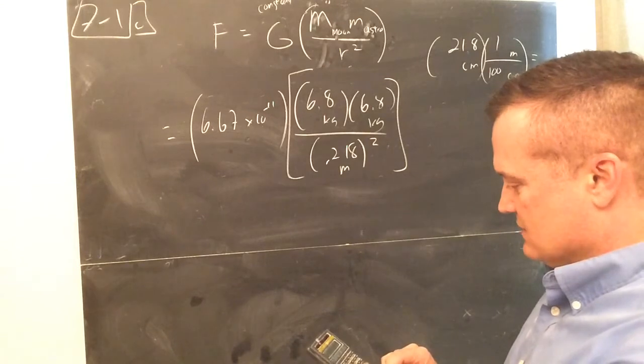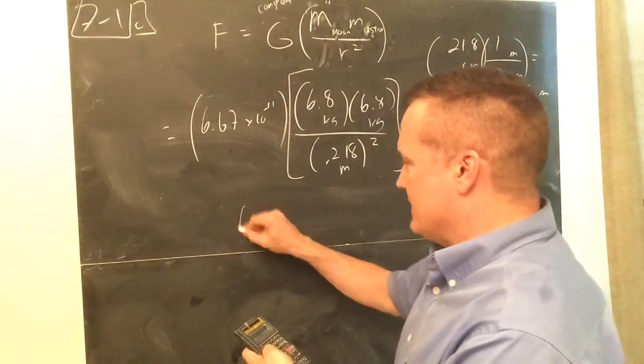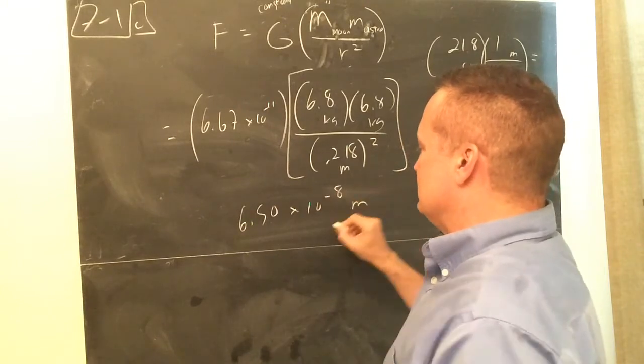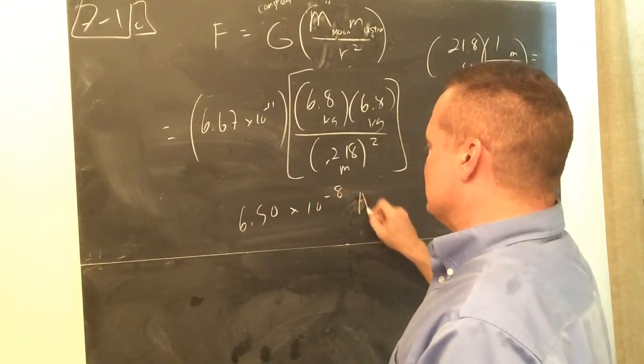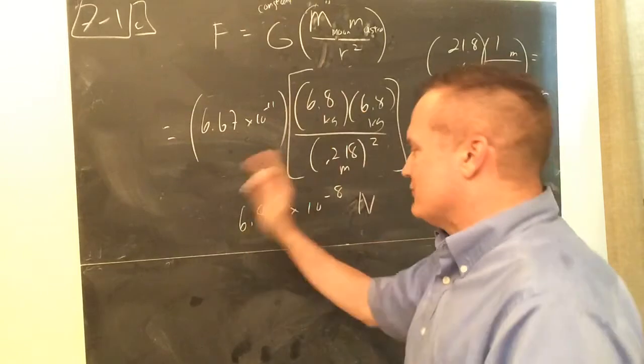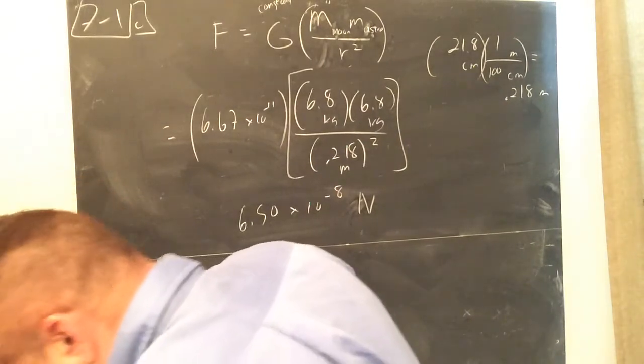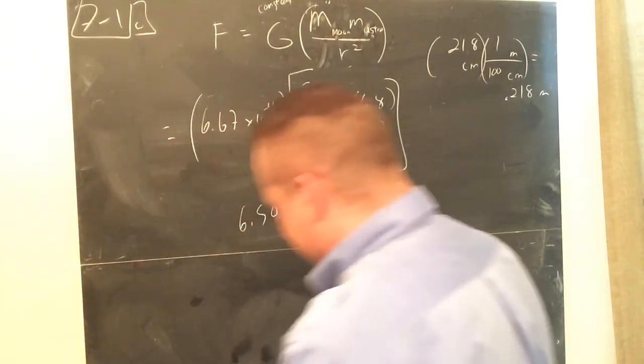I'm just double checking it. I got the same answer again, so I think I did good with that. 6.50 times 10 to the negative 8, not meters, newtons. Because all the others, I did real messy this time. You see me leaving off the units and stuff, but I like to put them there. Okay, and then I'll just do one more problem.